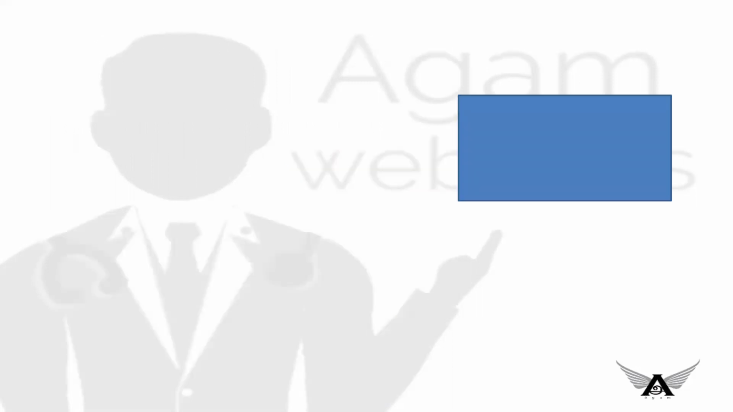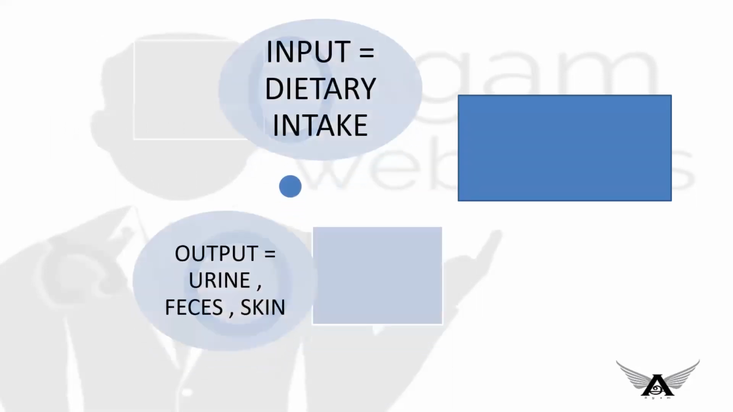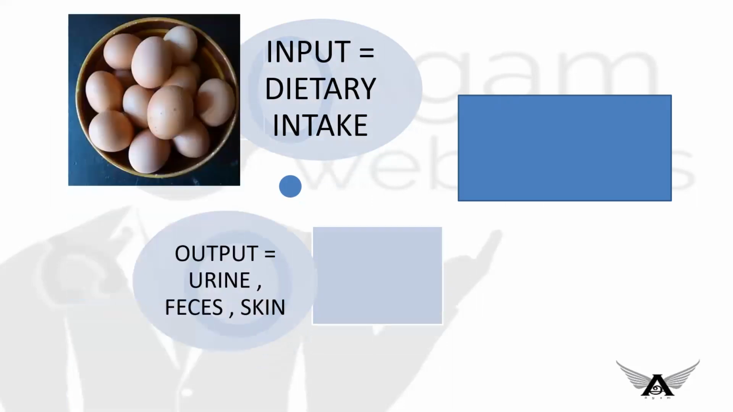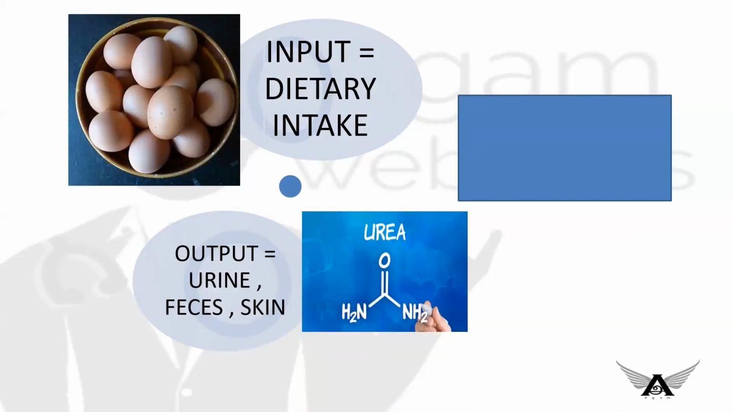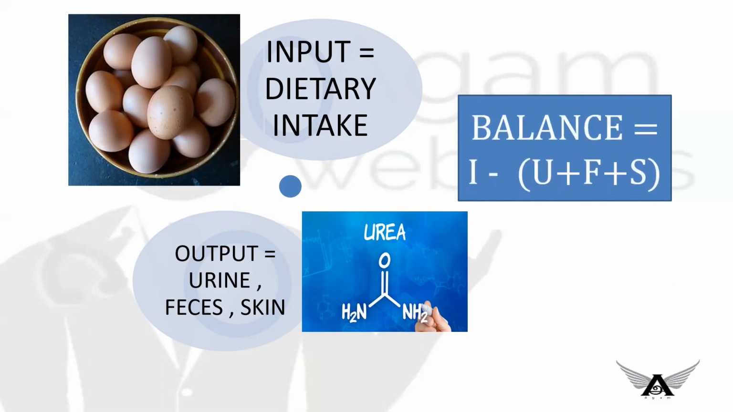So, what is the input of nitrogen? Mainly, input is dietary intake of protein, as we said, proteins. And output may be occurring through urine, feces, and also skin in the form of sweat. So, the output will be U, F, and S, and input will be I. So, the equation becomes balance is equal to I minus (U plus F plus S). This is what nitrogen balance is, input minus output.